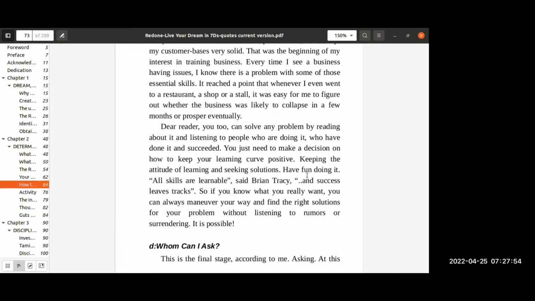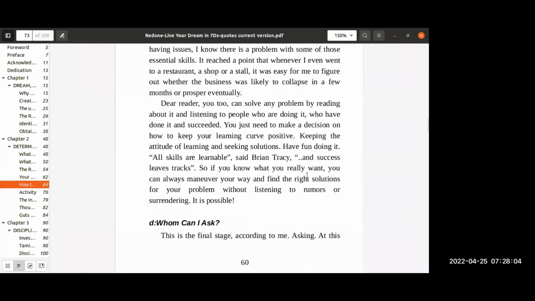You just need to make a decision on how to keep your learning curve positive. Keep the attitude of learning and seeking solutions. Have fun doing it. All skills are learnable, said Brian Tracy, and success leaves tracks. So if you know what you really want, you can always maneuver your way and find the right solutions for your problem without listening to rumors or surrendering. It is possible.